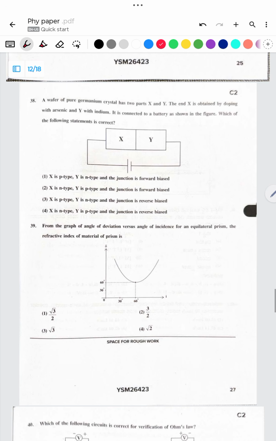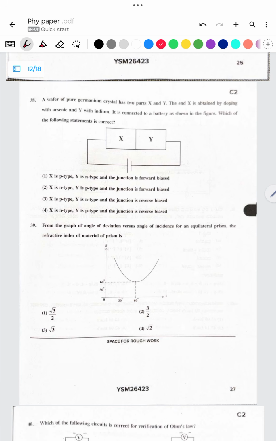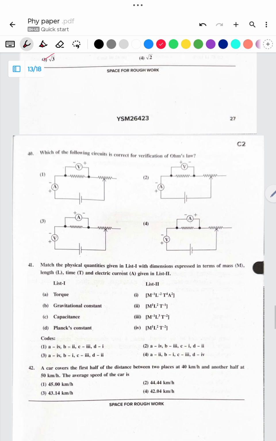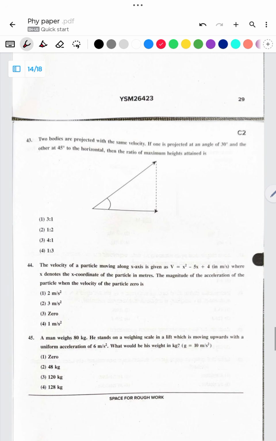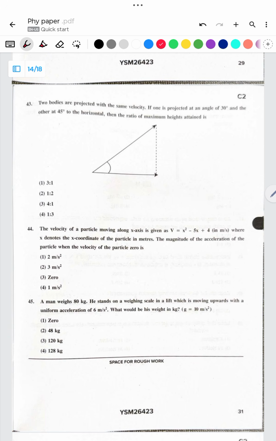Next, coming up to the 38. For 38, option is 4. For 39, option is 3. For 40, option is 2. For 41, option is 2. For 42, option is 2. Next, coming up to the 43. 43 option is 2. 44 option is 3. 45th option is 4.